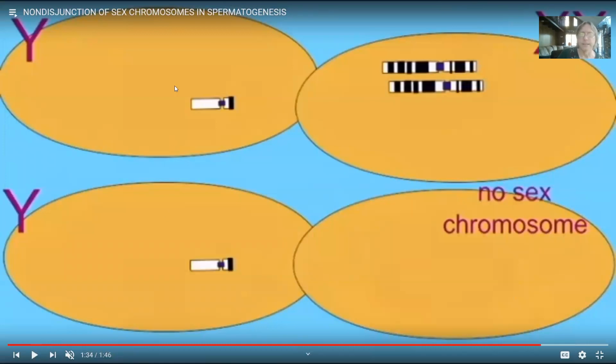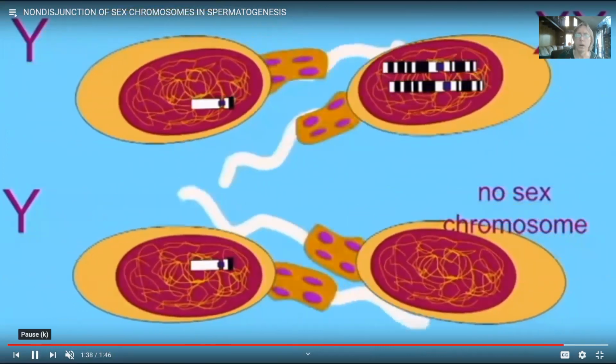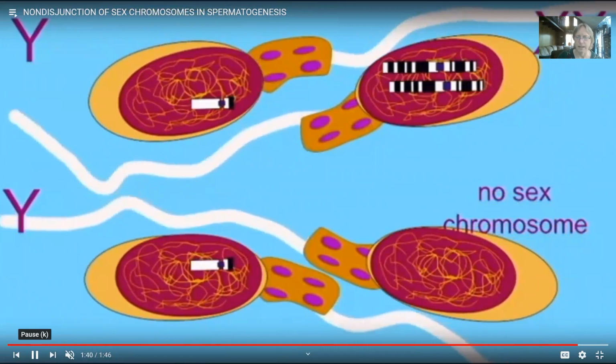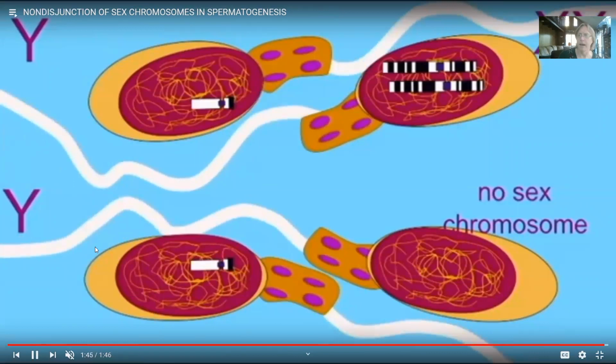Because of this, half of the cells are normal. They're supposed to have one sex chromosome, and these two have one sex chromosome. But the other half are abnormal. One of the daughter cells has no sex chromosome, and one has two. So non-disjunctions can occur in meiosis 1 or meiosis 2. Now, let's just stick with the sex chromosomes for now.